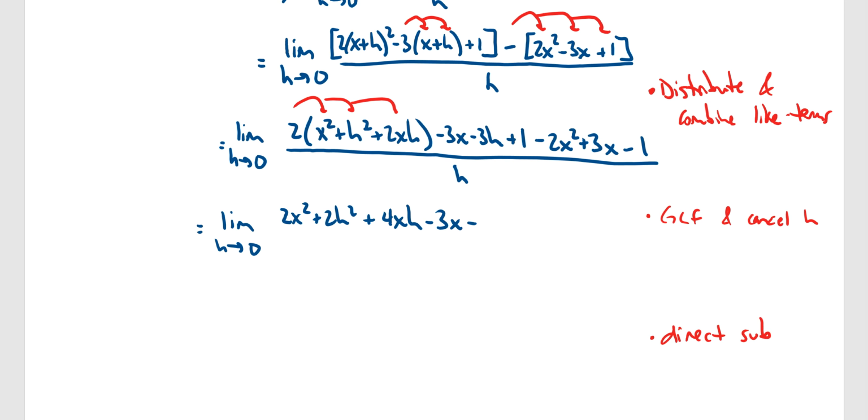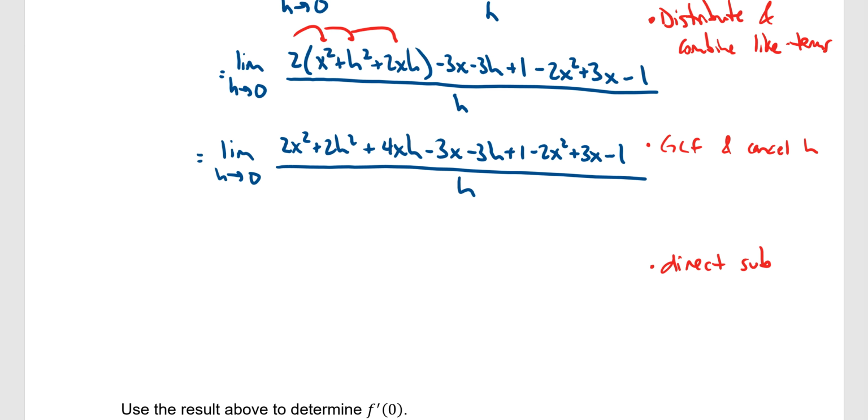There's honestly just a lot of terms, and it looks a lot messier than it is, because in the next step, a lot of things are going to cancel. So just make sure you're organized, make sure you write neat. So now we're going to combine like terms. 2x squared minus 2x squared, negative 3x plus 3x, 1 minus 1. So we just canceled 6 different terms. All we're left with is 2h squared plus 4xh minus 3h.